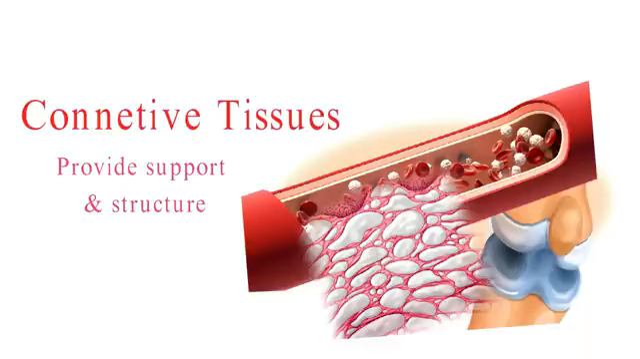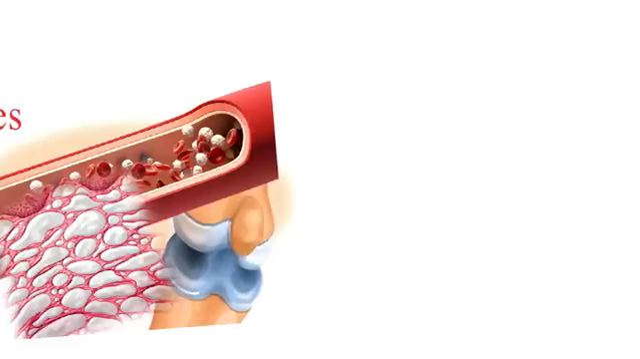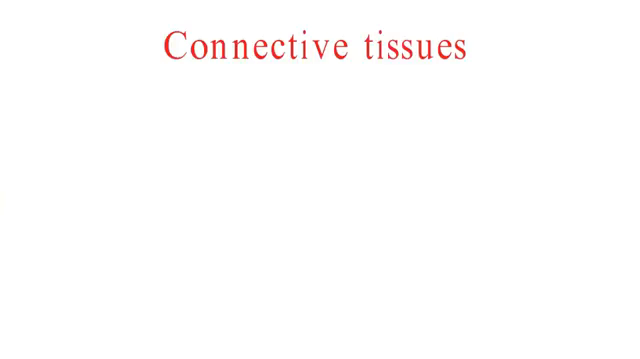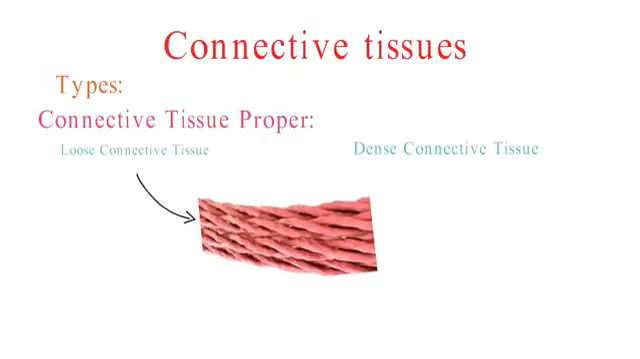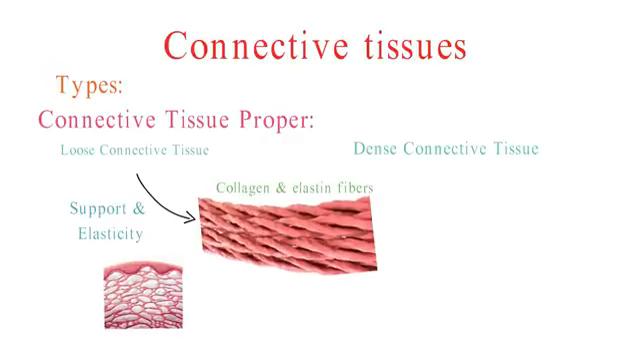So, let's explore connective tissues together. First, let's break down the different types of connective tissues. We have connective tissue proper, which includes both loose connective tissue and dense connective tissue. Loose connective tissue contains collagen and elastin fibers, providing support and elasticity.